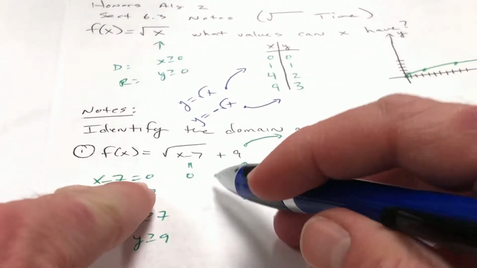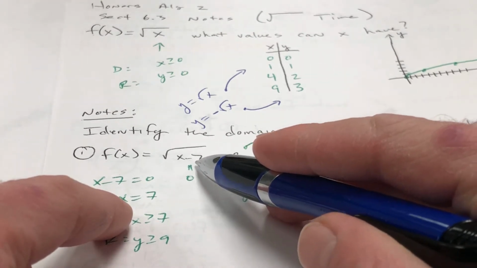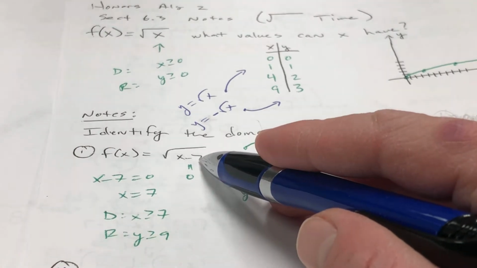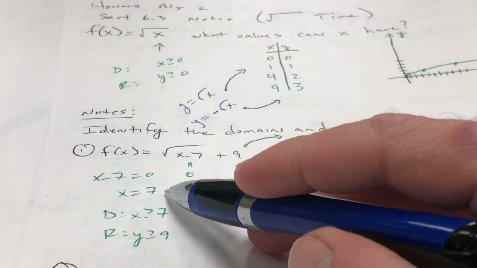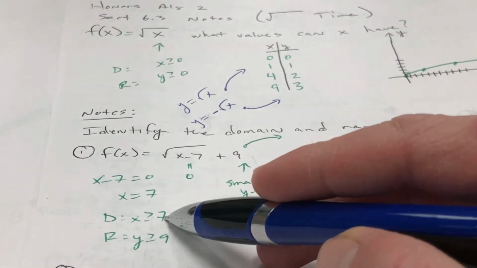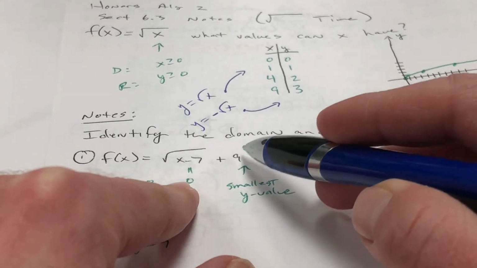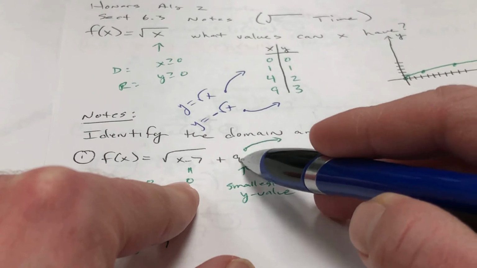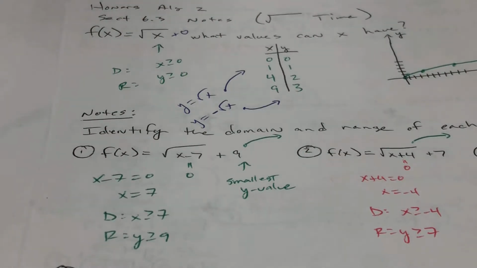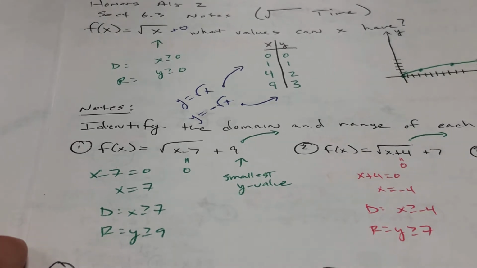We're going to see what's the smallest x value that's allowed. Because I'm allowed to take the square root of 0, I figure out what value of x will make this 0. So I set x minus 7 equal to 0, and 7 is the smallest x value I can plug in. So the domain is any x greater than or equal to 7. When I plug 7 in here, I get 0, so my smallest y value is 0 plus 9. This number right out here is the smallest y value. Notice that in the generic graph it was plus 0, which is why the range was y greater than or equal to 0. So the range here is y greater than or equal to 9.